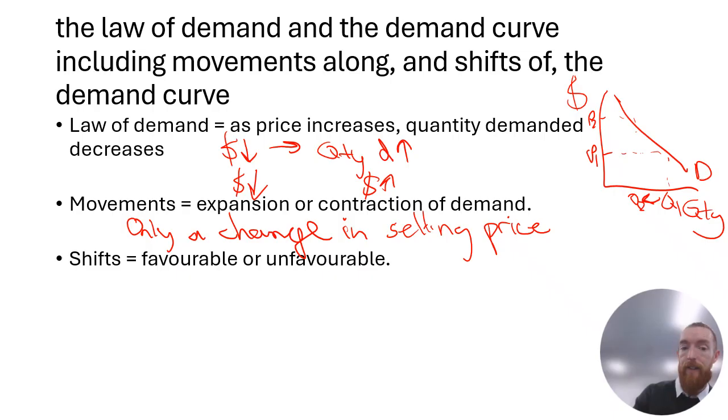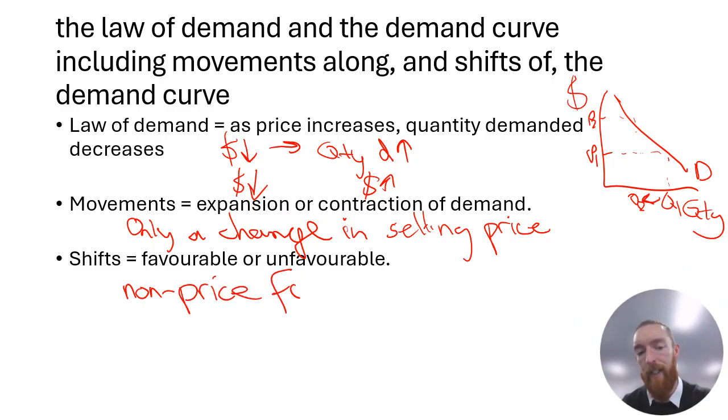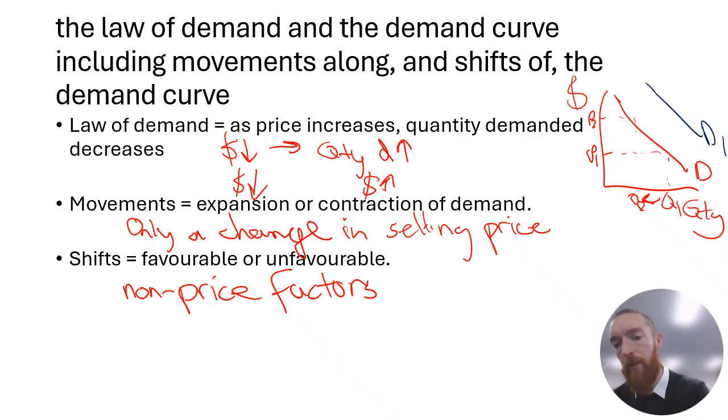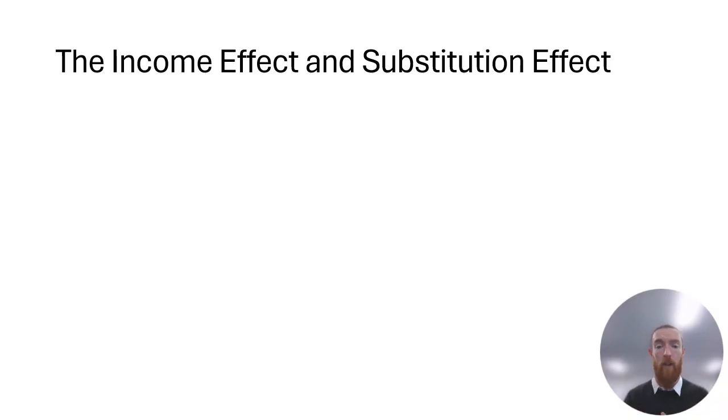Then we can also have shifts. So shifts are from non-price factors, so anything other than the selling price changing, that leads to a whole new demand curve existing. So non-price factors, and we'll get into these in more detail later on, but anything other than price changing, and it's going to lead you to have a new demand curve, either to the right, if it is favorable, so there's more demand at any given price, or to the left, where there is less demand at any given price.